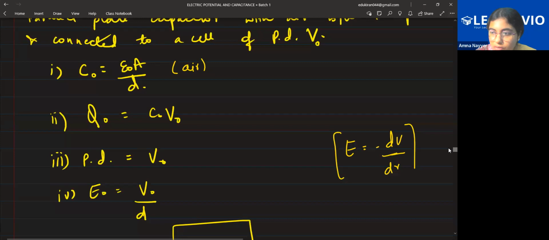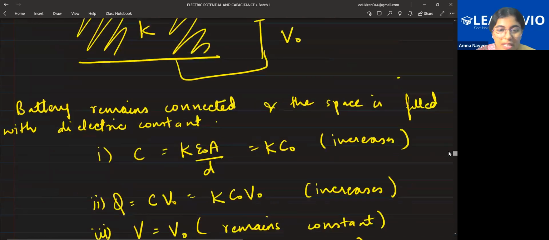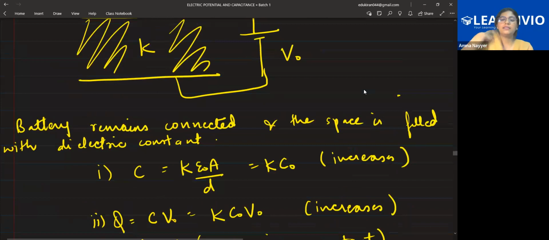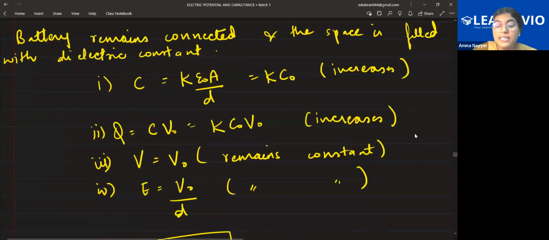Now let's come to the modifications which I wanted you to study. Suppose the battery remains connected and the space is filled with a dielectric. The battery is connected, so what all changes are you going to observe? Firstly, capacitance is going to increase by K times. K means the dielectric constant, the material which is inserted between the plates. So it becomes K C naught. This increases because it is getting multiplied.